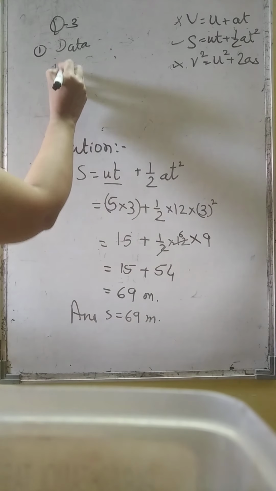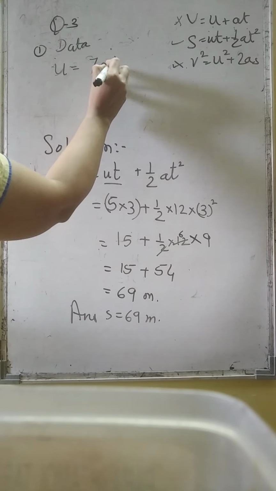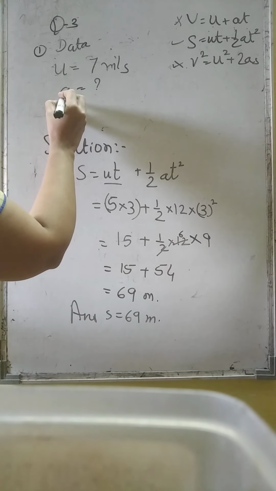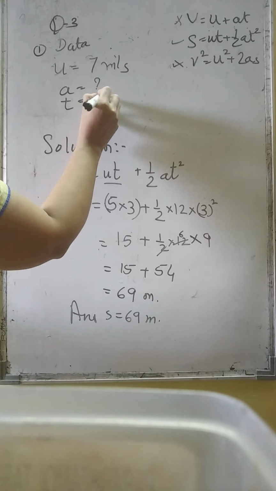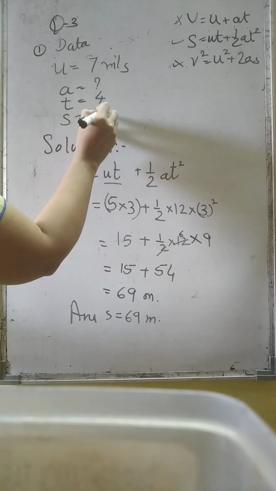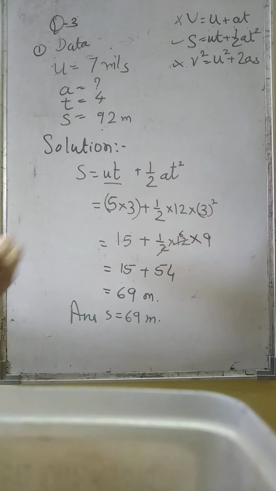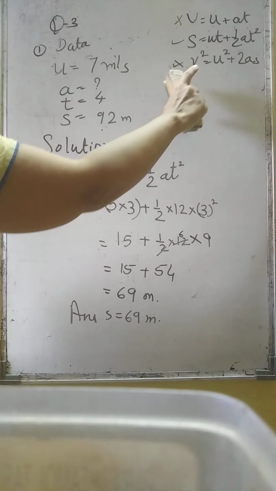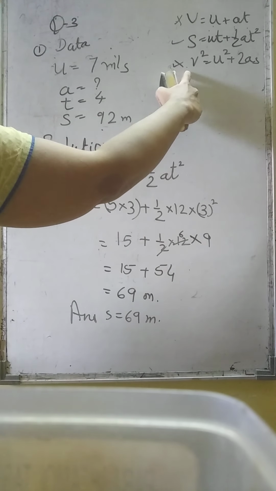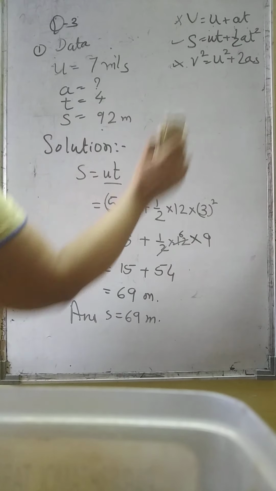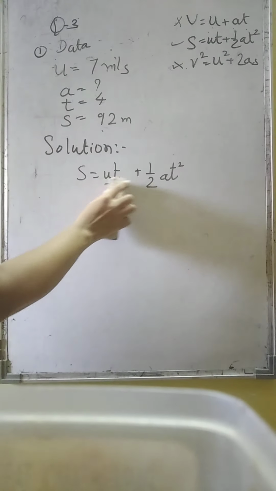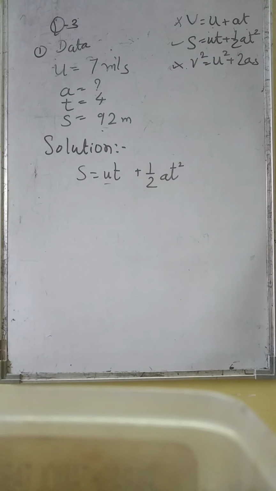In the next sum you have u is equal to 7 meter per second. You don't know what a is. You have t is equal to 4 and you have s is equal to 92 meters. Again you observe t is given, so I will be using this formula for s. I cannot use the other one because s is not there. So I have decided to use this formula: ut plus half at square.